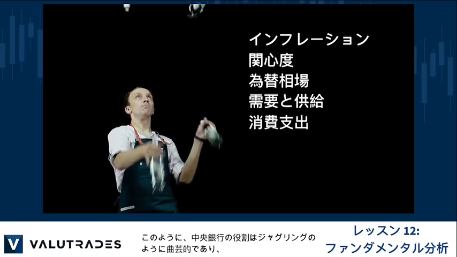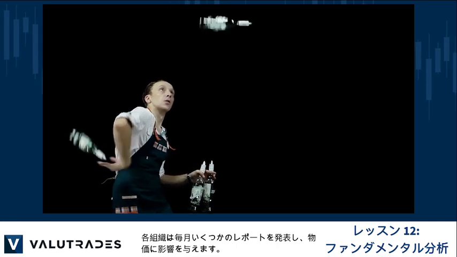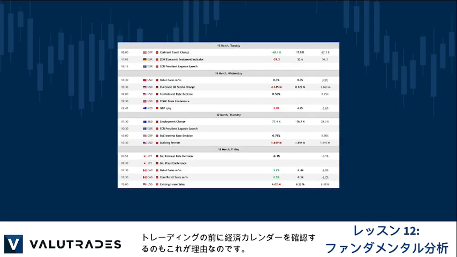As we can see, the job of a central bank is a juggling act, and each organization will issue several reports each month affecting price. This is why we always refer to an economic calendar before trading.